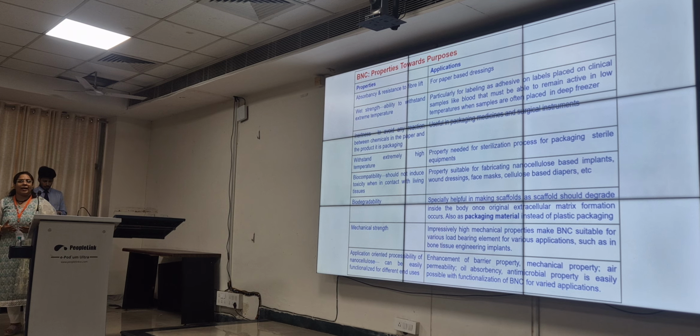Now, why is this bacterial nanocellulose important, or why do we use it, what is different from its plant-based counterpart. So this BNC has some remarkable properties that make it useful for different agro-industrial applications, like high absorbency and resistance to fiber lift. Its water retention value is quite high. It can absorb and retain water, and this is useful in applications like drug delivery and wound dressing. Wet strength is high. It is inert.